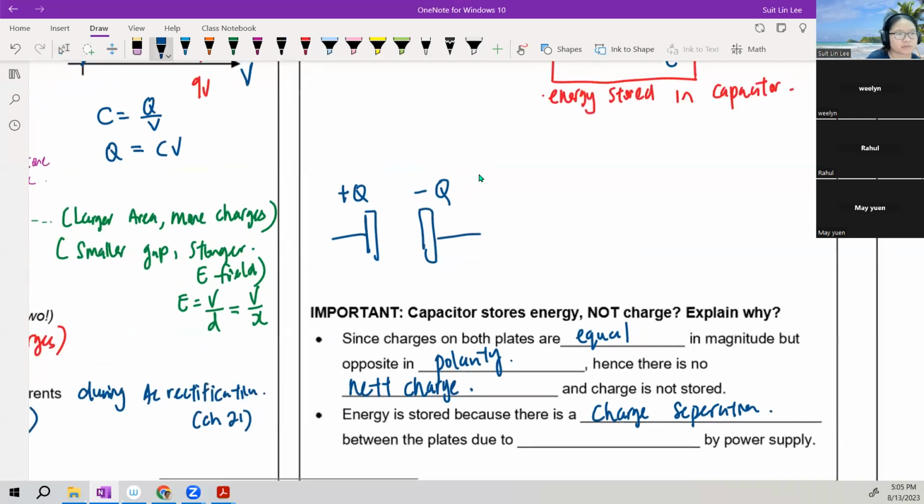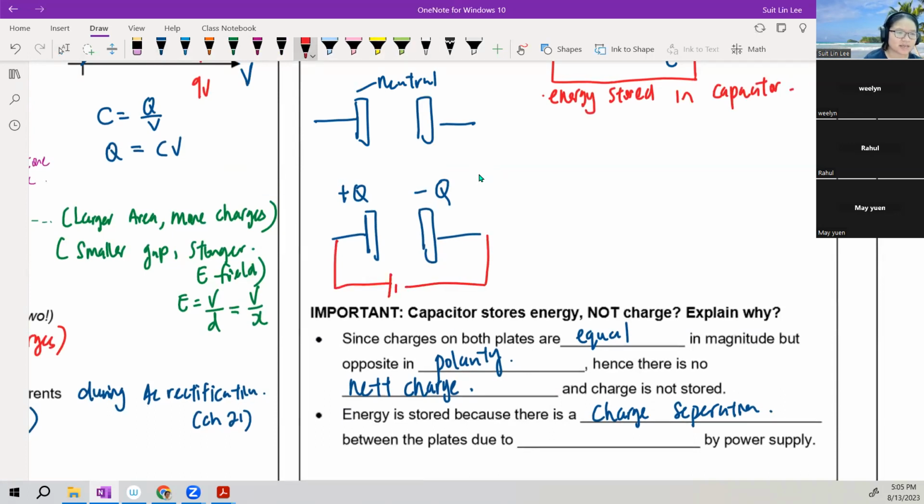Before I connect to a power supply, the charges here are neutral. Same amount of positive and negative charges. Once I connect to a power supply, the power supply will start taking the electrons from the positive plate and moving the electrons to here. So the electrons will move to the negative plate. That's the role of the power supply. Okay. So this is due to the work done by the power supply.